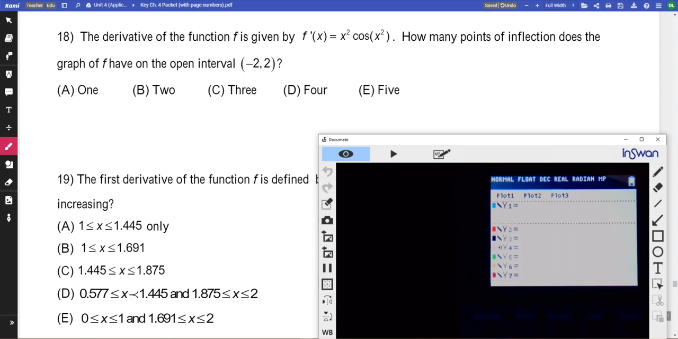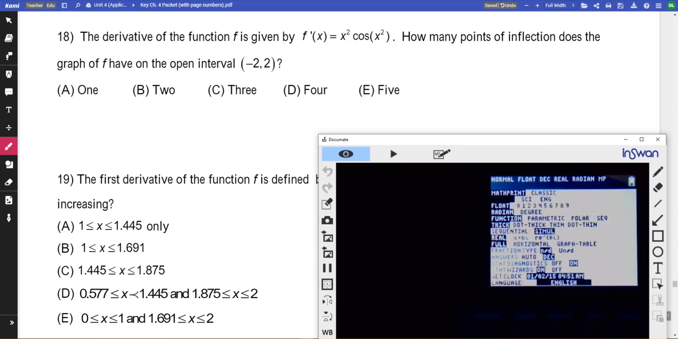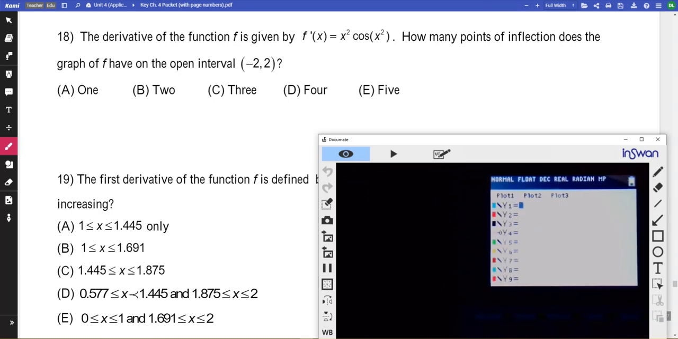Once again, if I'm working with trig, I want to make sure that I am in radian mode, and I am. So y equals, my f prime function is x squared times the cosine of x squared. There's my function. Zoom 6 to get my general graph. And oh my gosh, that looks really crazy for x squared.